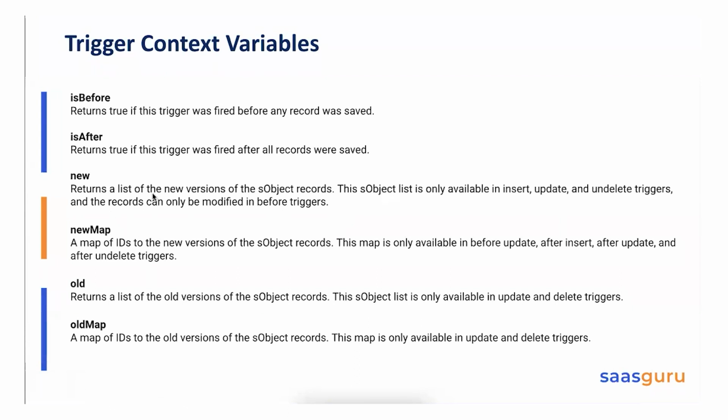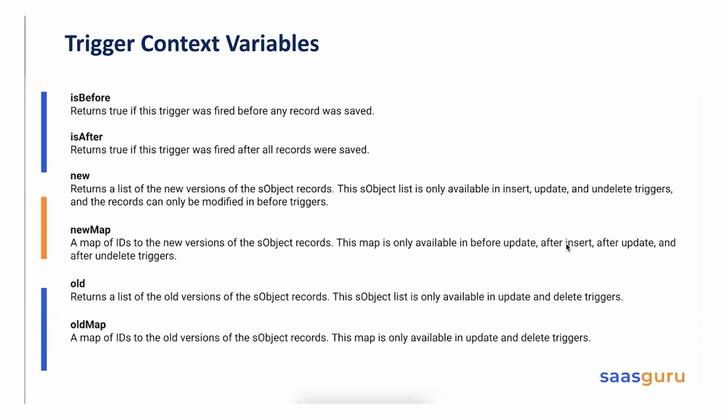newMap is very similar to new, but this gives me the ID and the corresponding sObject record. Like if Trigger.new is holding 5 leads that are going to be created or updated in this context, then newMap will hold all those 5 leads, but all record IDs will be there in the key. Record ID in the key, records in the value. And same thing, before update, after insert, after update, and after undelete, you can access the newMap.